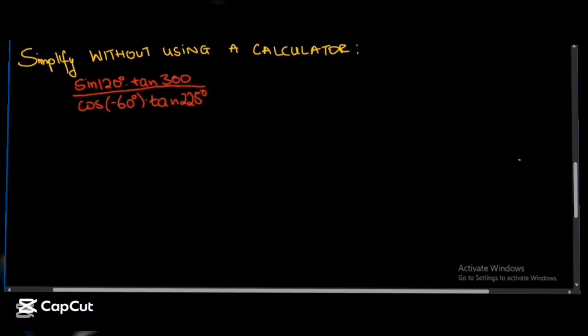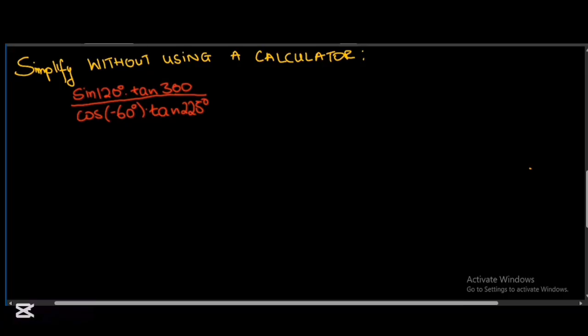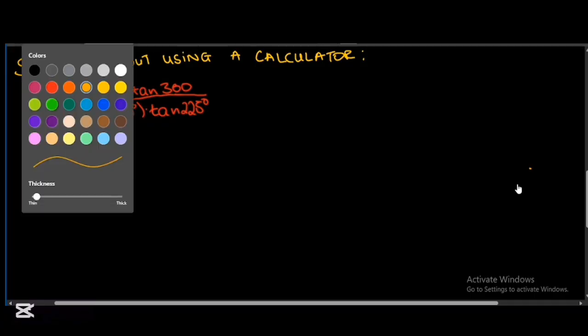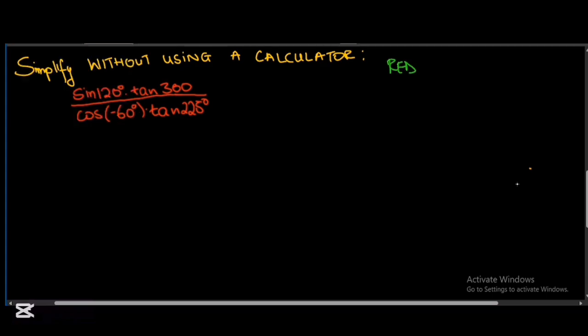So, in this question, we are required to simplify without using a calculator, and we are given sine 120 times tan 300 all over cos of negative 60 degrees times tan of 225 degrees. Now in this question, we're going to use what we call reduction. This concept is called reduction, right? So, reduction.